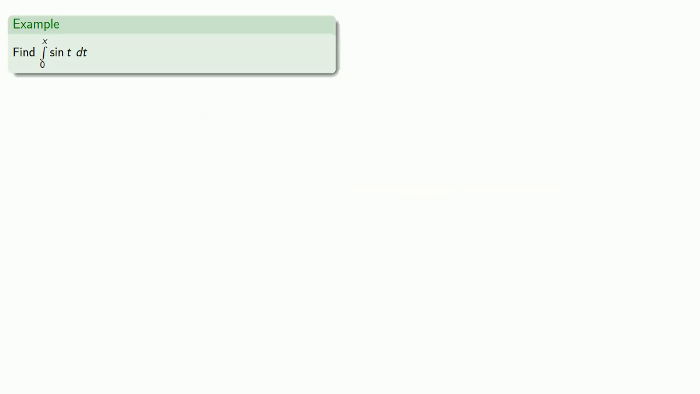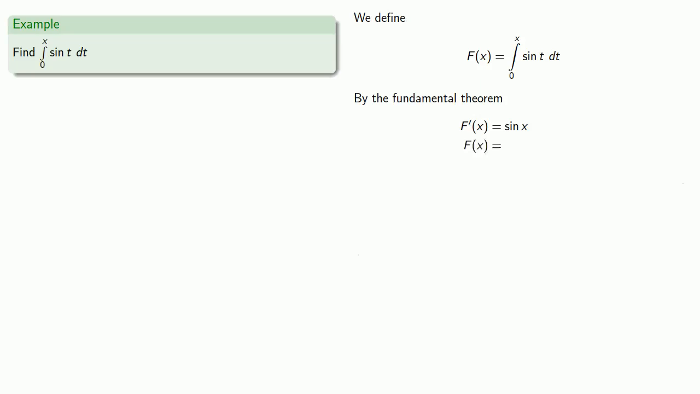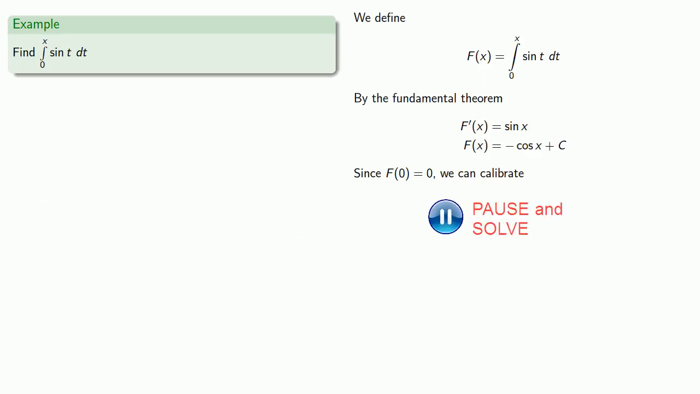How about the integral from 0 to x of sine t dt? So again, by the fundamental theorem, I know that the derivative is going to be the integrand. So capital F prime of x is going to be sine of x, and so capital F of x is minus cosine x plus c. And once again, we know that capital F of 0 is 0, so we can calibrate and find c, which turns out to be equal to 1, and that gives us our definite integral.